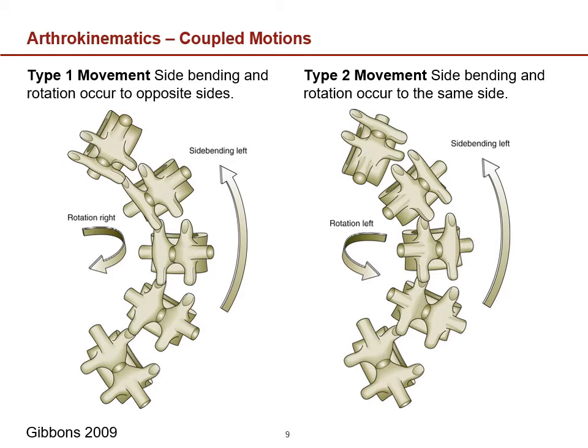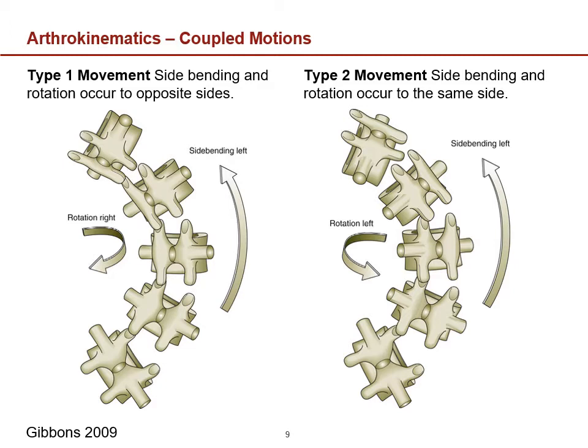And consistently, at least for myself, I need to keep coming back to the coupled motions because I continue to get kind of turned around by them. So type 1 occurs in the opposite direction. Sometimes I think of the numeral 1 as being odd, and that's opposite, and I associate those two. And then type 2 movements are even, and so they occur to the same side, and that's one of the ways that's helpful for me to remember it.